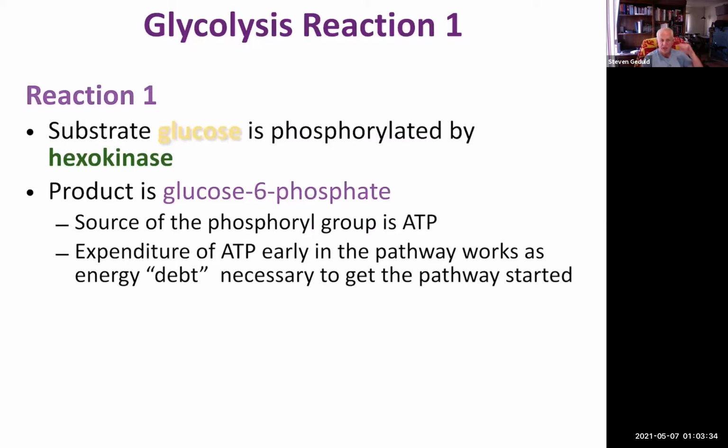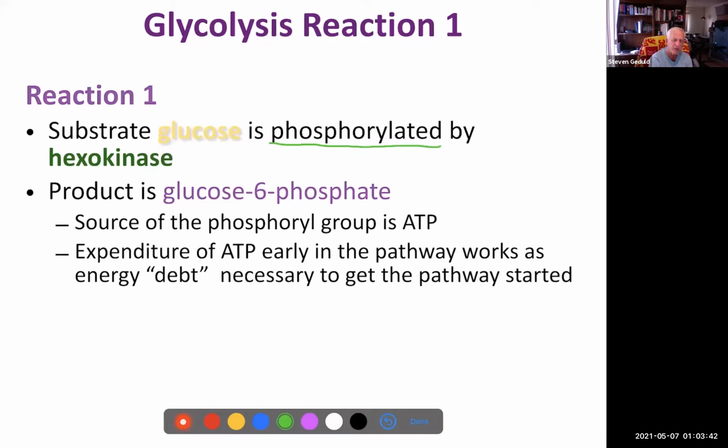Okay. So reaction one, the substrate glucose is phosphorylated by the enzyme hexokinase. So we add a phosphate group to glucose. The product is going to be glucose 6-phosphate. Okay. The source of the phosphate group is ATP. So now we're using ATP to donate a phosphate group. So we're actually not creating, we're using energy to get it started.